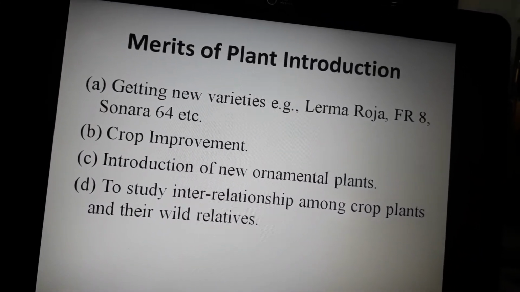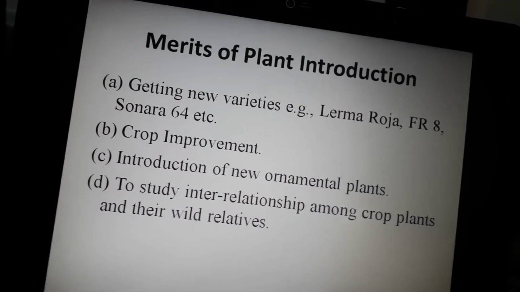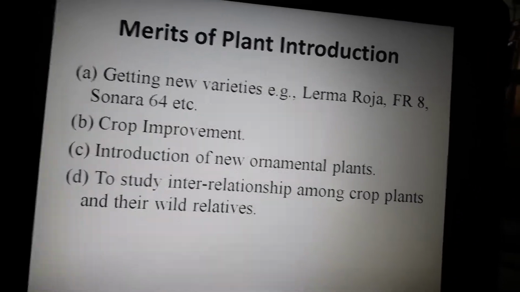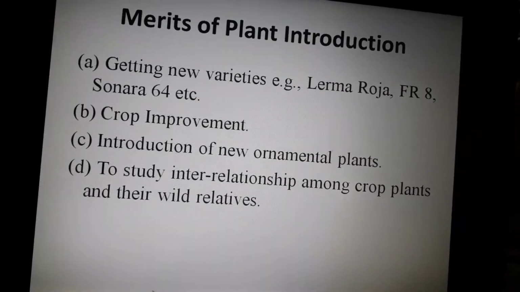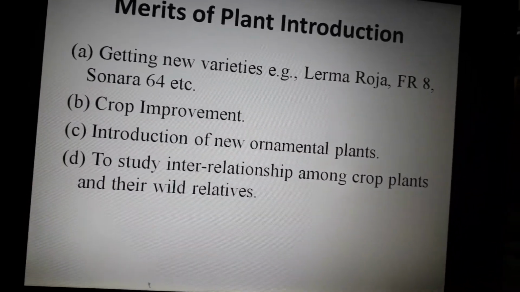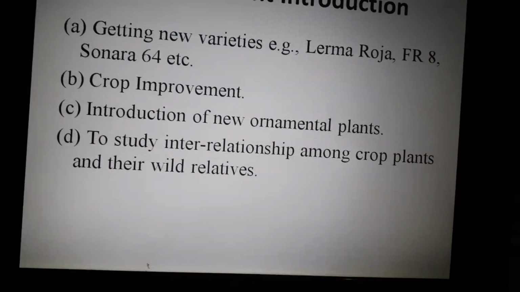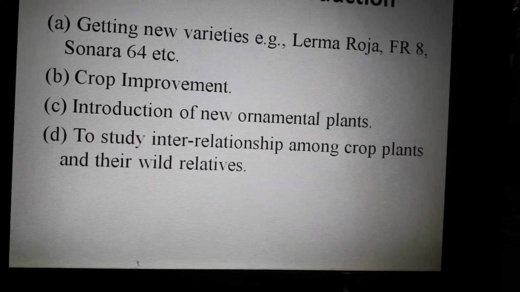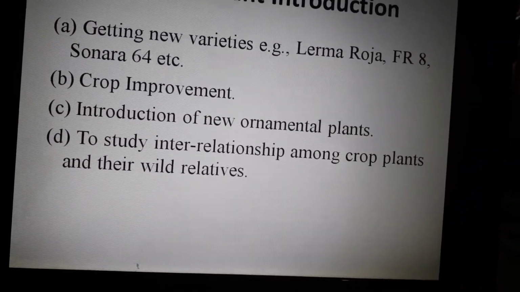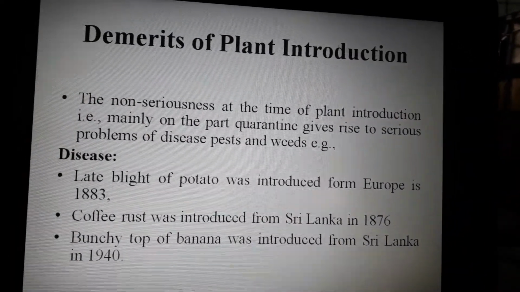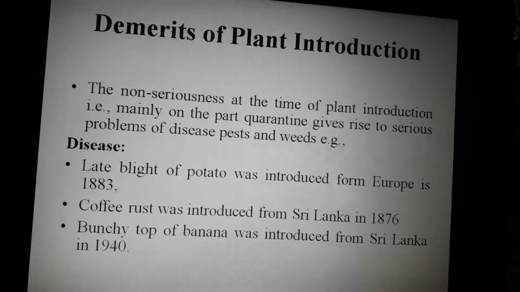Now we come to the merits of plant introduction. What are the benefits of plant introduction? When we are dealing with plant introduction, we get new varieties, we can go for crop improvement, we can go for introduction of new ornamental plants, and we can also study the interrelationship between crops and their wild relatives.